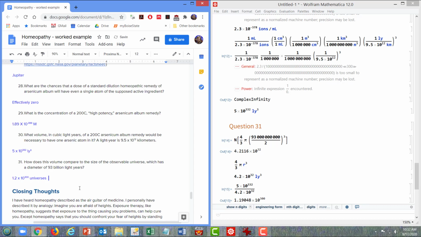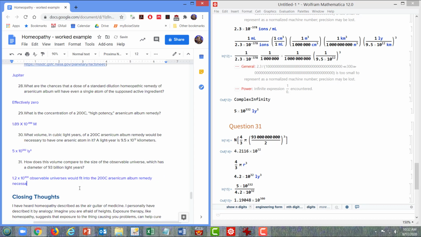universes would fit, observable universes fit into the 200C Arsenicum album remedy necessary to have a single arsenic ion in it.